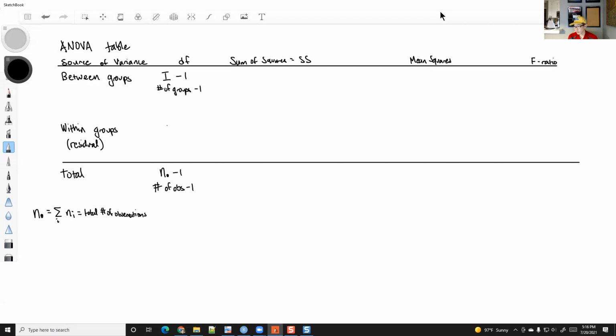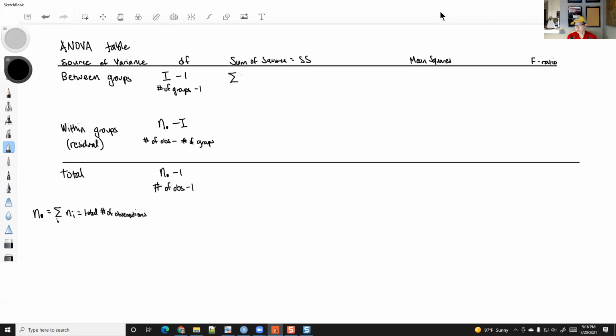And then the within groups degrees of freedom is n dot minus I, number of observations minus number of groups. Okay, and you can see that if you add this I minus 1 plus n dot minus I, you're going to get n dot minus 1, right?